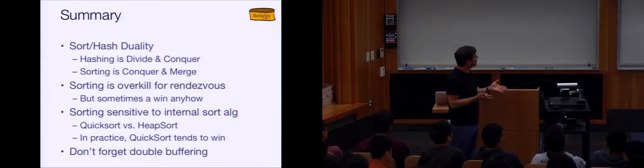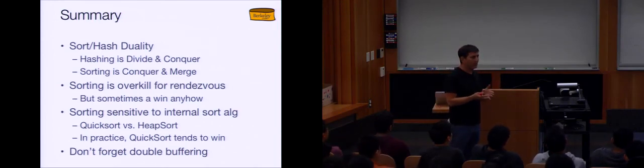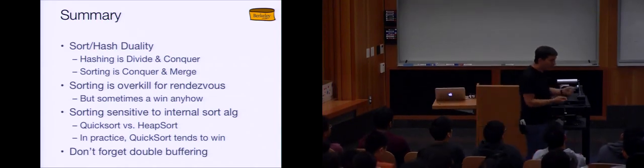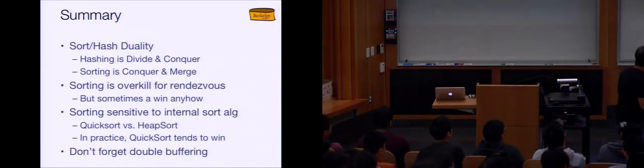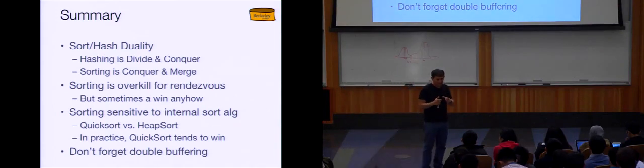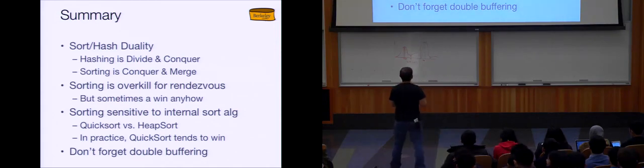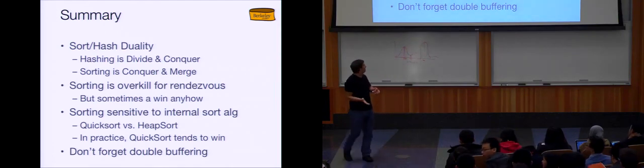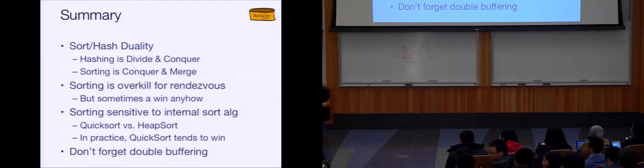So summary, you should understand not just the sorting and hashing algorithms, but if you really understand that duality and you can explain it, then you probably understand the I/O patterns, which means you really understand what's going on. You should also be able to understand and generate those cost formulas and the memory requirement formulas for 2-pass, 3-pass, etc. All right, point out, sorting is overkill for rendezvous, but sometimes it's faster than hashing anyway.